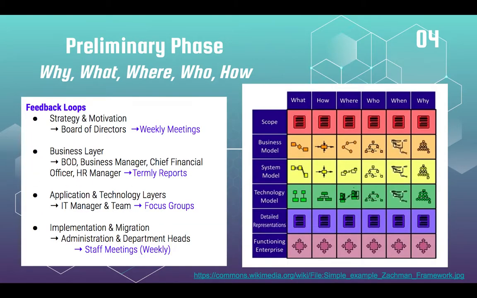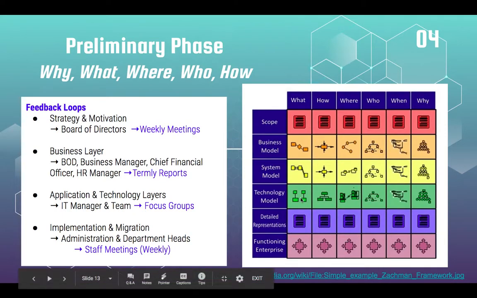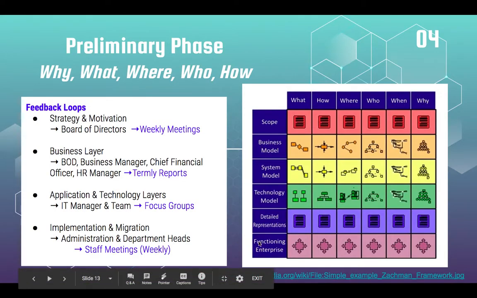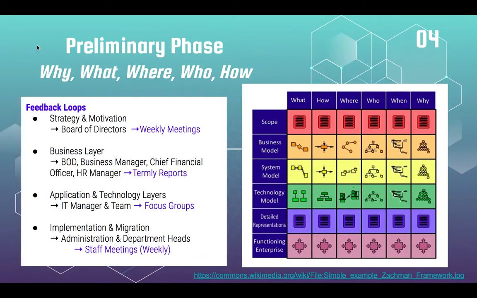So yeah, we can think about feedback loops, and this is a diagram from the Zachman framework. We consider the what, how, where, who, when, why at a variety of different levels. In terms of feedback loops within our own organization, really what we have is weekly meetings with our board of directors. We do submit termly reports, and they're produced for our business layer.